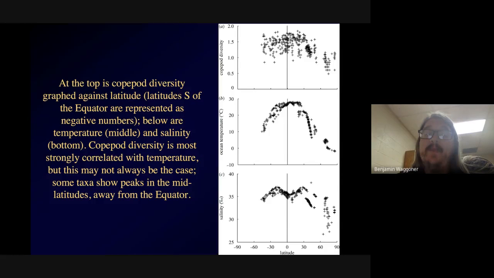Anyway, you might remember that right at the equator, you have that intertropical convergence zone where there's high rainfall.